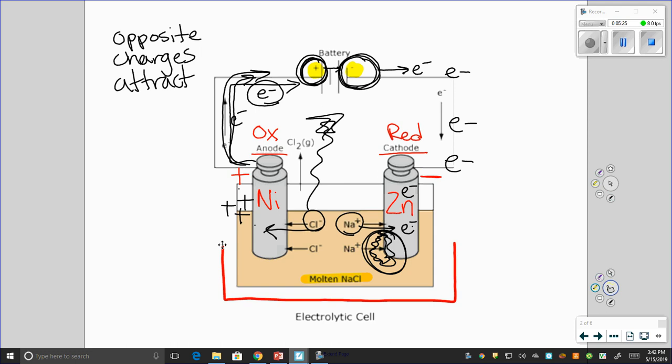Once again, an electrolytic cell won't function without a battery, and the reason why it works is the positive end of the battery attracts the negative electrons and then pushes them past the negative end of the battery onto the cathode. If the battery were not there, the entire system would shut down. That's it. Very simple.